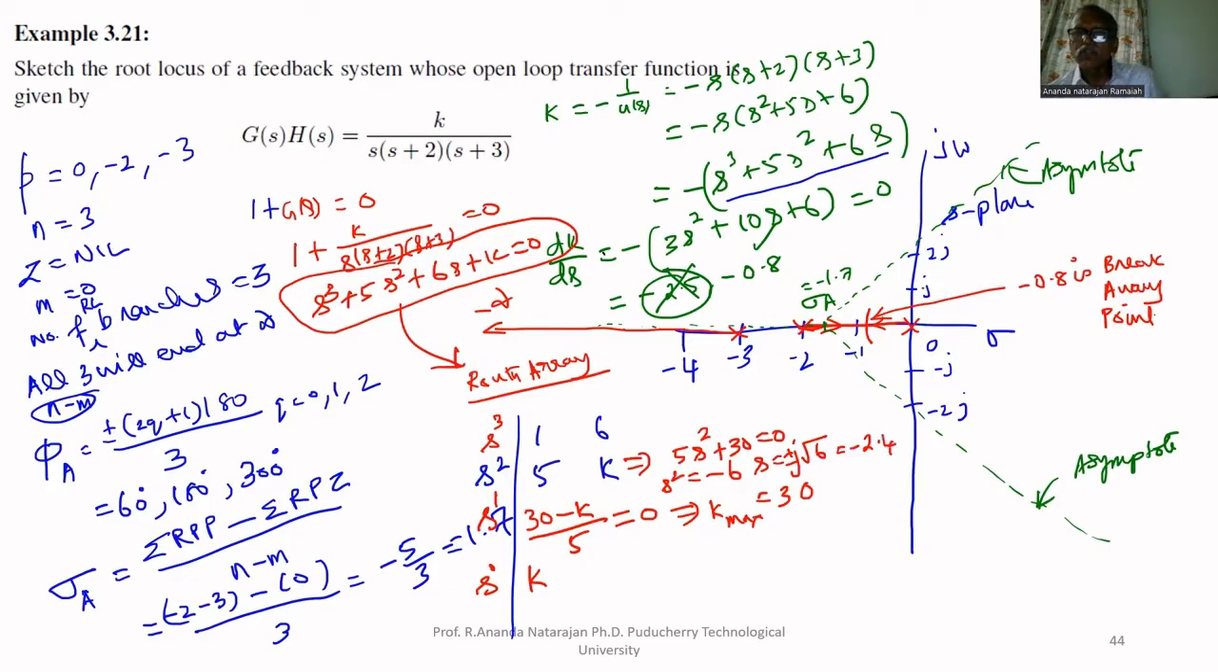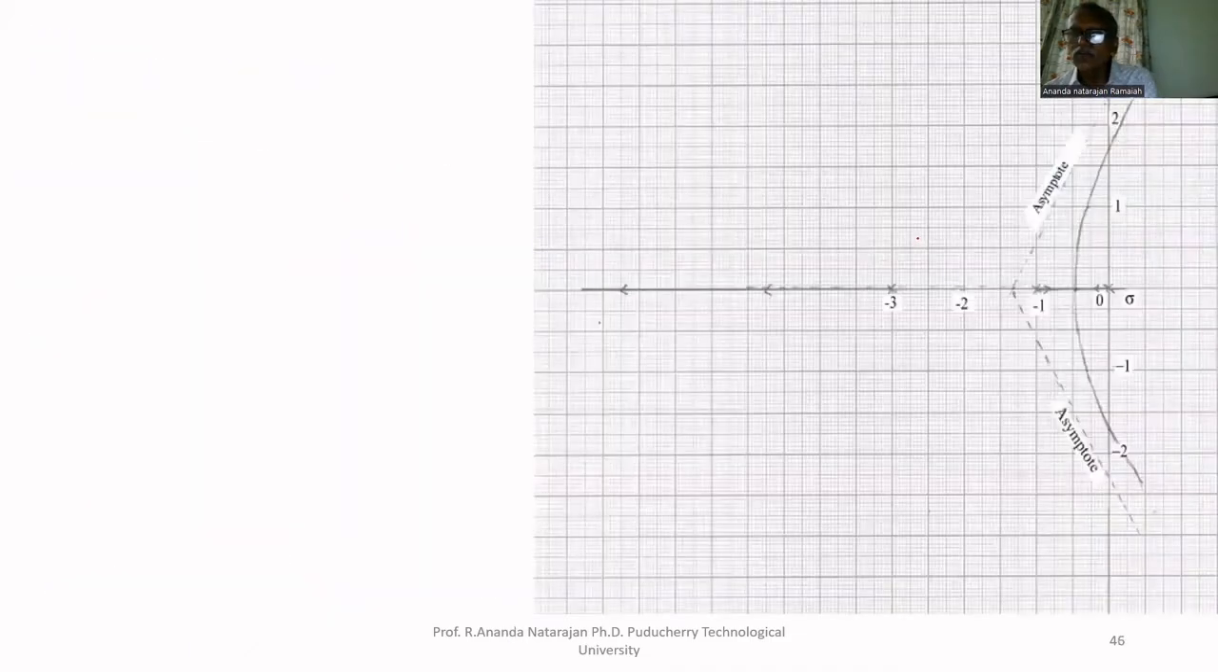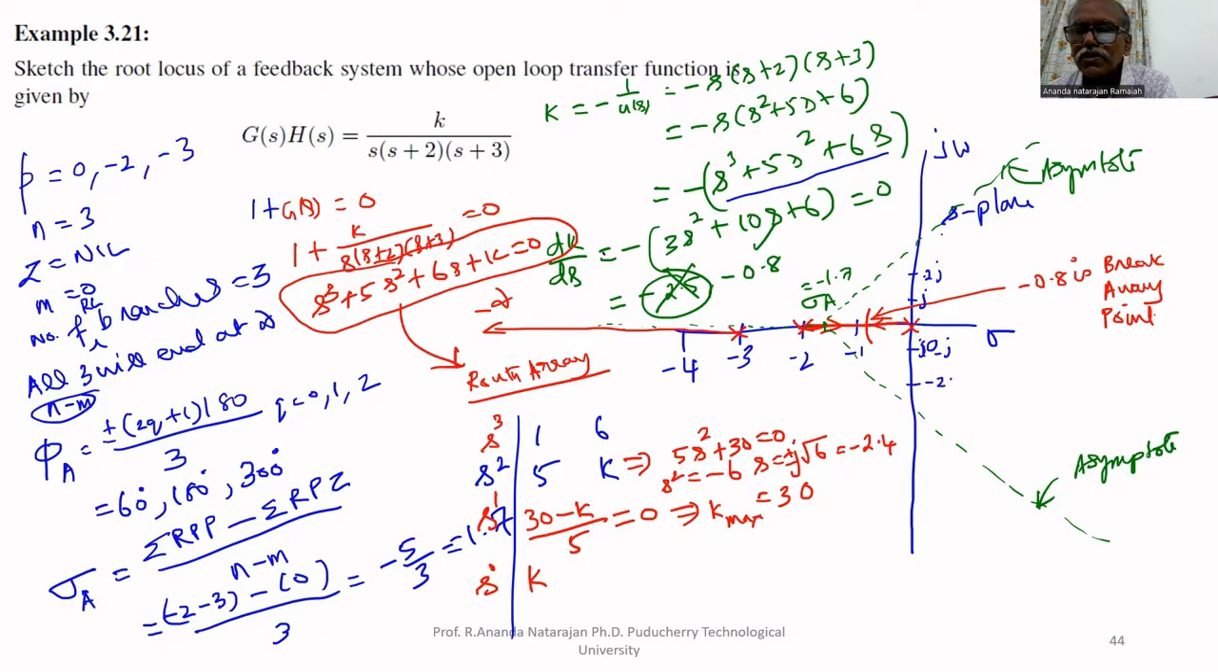So it cuts the imaginary axis at plus or minus j 2.4. This is minus 2j, therefore 2.4 will be here, and 2.4 will be here. Therefore, the root locus branch passes through that. We have to draw a line like this. It goes parallel to the asymptote. That's all. This goes up to infinity, and this also goes up to infinity.